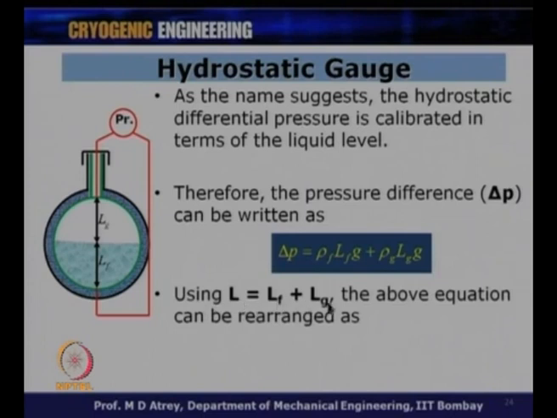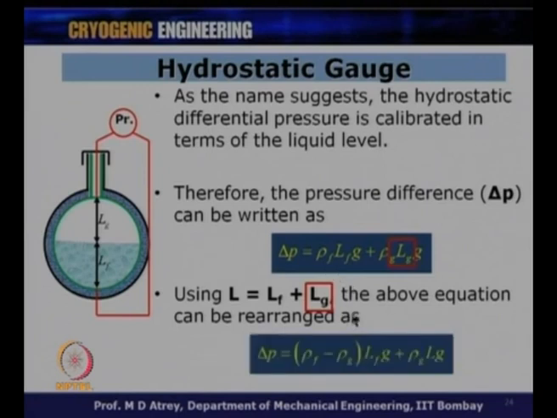Using L equal to LF plus LG, which is what we know, the above equation can be rearranged. I am replacing LG with L minus LF, putting it into this equation and manipulating the terms. What you get ultimately is delta P equal to (rho F minus rho G) LF g plus rho G L g.